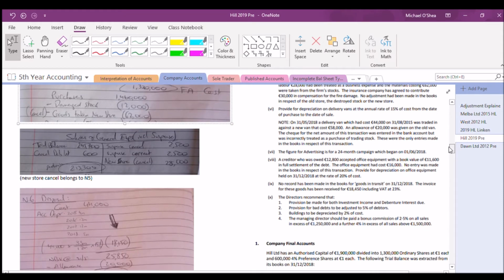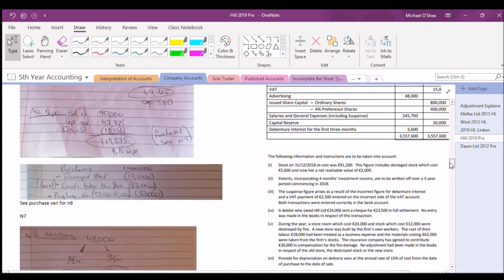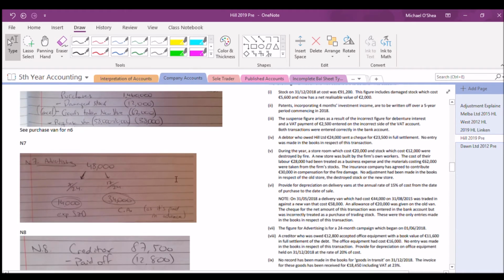This is the figure for advertising. Quickly go through it. It's for a 24-month campaign which began on the 1st of June 2018. So we're dealing with this question for 2018. So the advertising campaign began after 5 months of this year. So 5 months were gone and then we started this campaign, which means 7 months of the 24 months will apply to this year, and the following 17 months will apply to the next year and a bit. So therefore 17 months here is going to be a current asset because we prepaid an expense, paid in advance, and the 7 months that apply to this year are selling and distribution expense because advertising is selling and distribution. So we can see that note here.